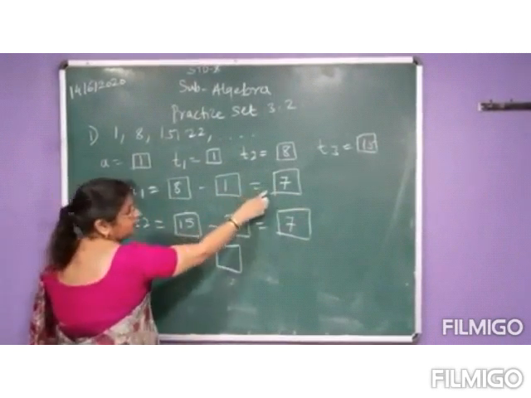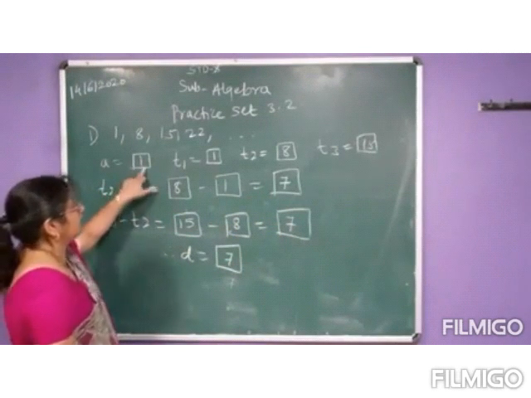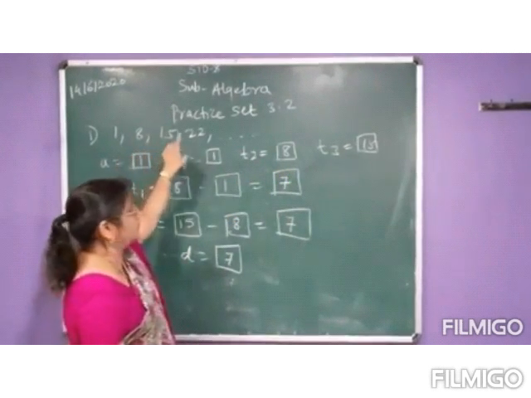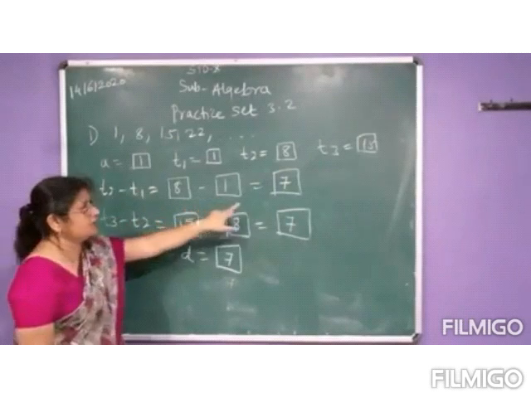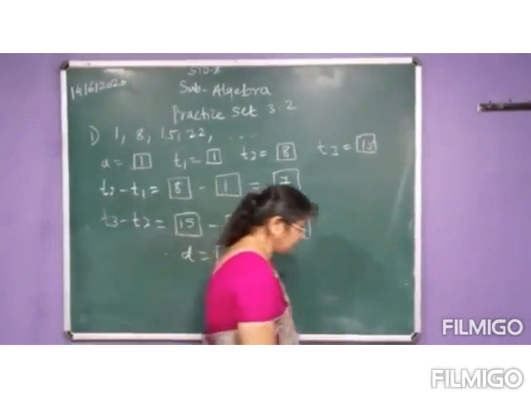What is the common difference? That is 7. This is the first question. See, A is 1, T1 is 1, T2 is 8, T3 is 15. So 1, 8, 15 like that. Then T2 minus T1 we have done. Okay. Now we will go for the second one.